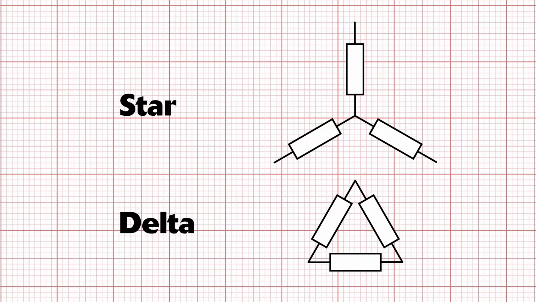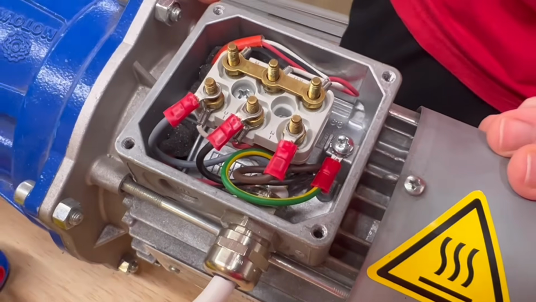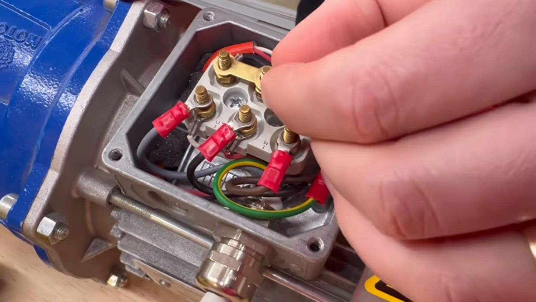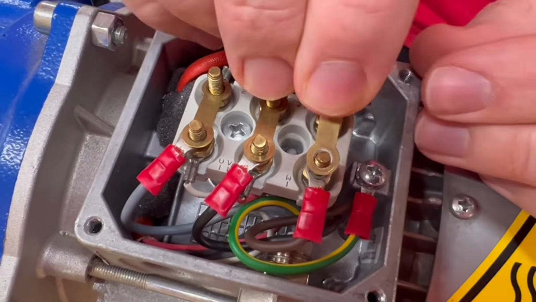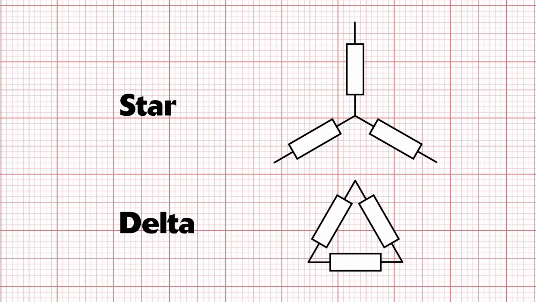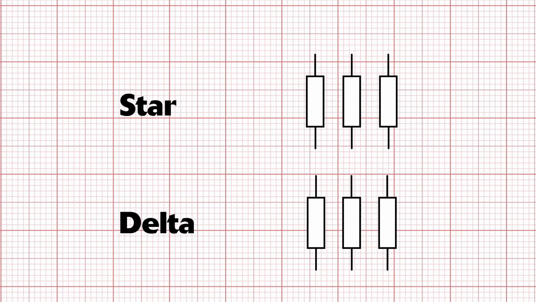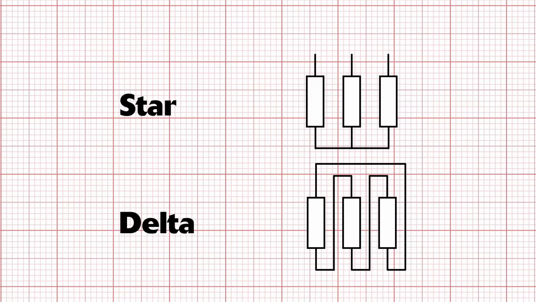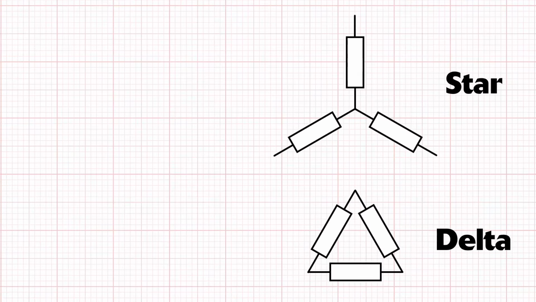Going back to our motor illustration, you can swap the motor between a star and delta connection by changing the way the connections are made, but the physical structure of the motor doesn't change. We could just as easily show a star and delta connection like this, but it's not quite as clear how the different bits connect together. So what difference do the two types of connection make?